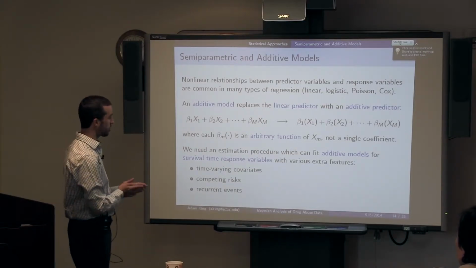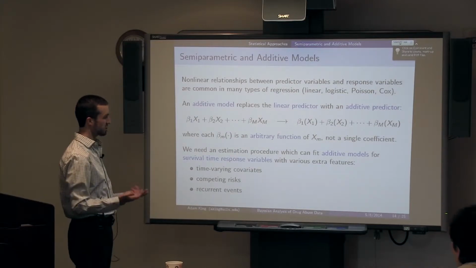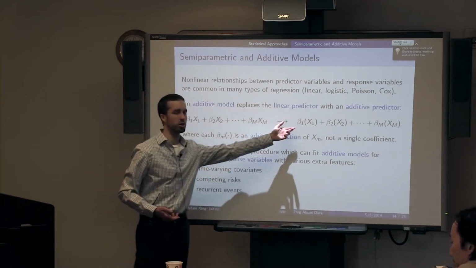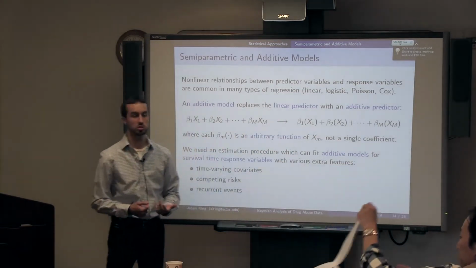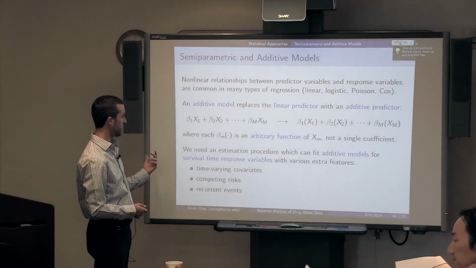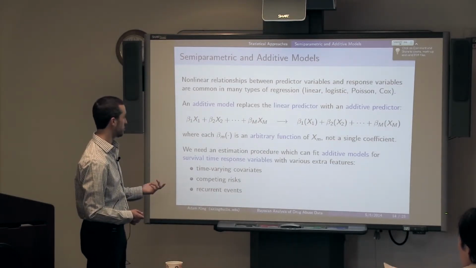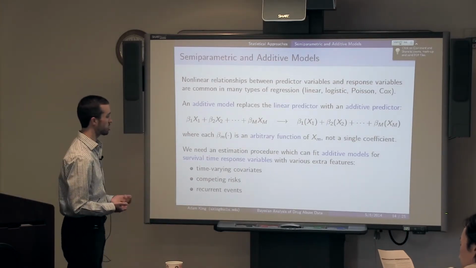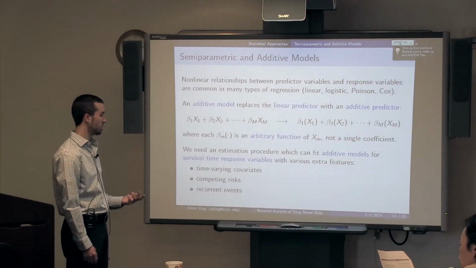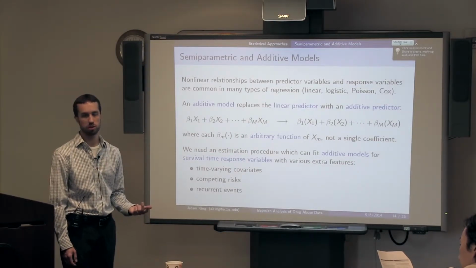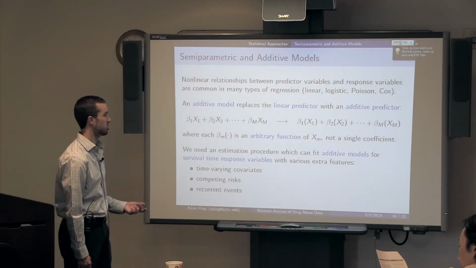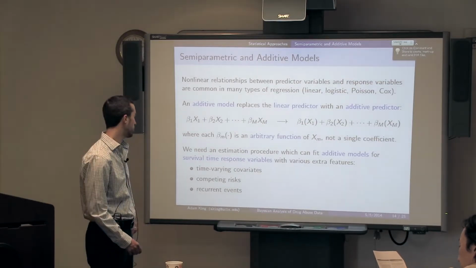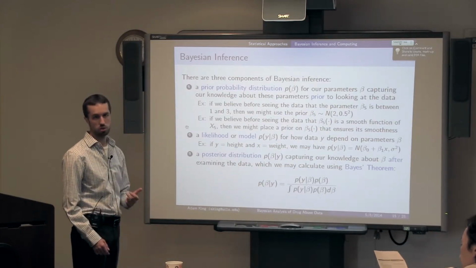Okay, so in summary, what we require now is an estimation procedure that can fit an additive model, and we want an additive model because we want arbitrary functions at least for all our different time scales that we're going to be interested in including. So we want something that can fit an additive model with survival time response variables, with time varying covariates, competing risks, and recurrent events, among other things. By the time you add in all these features, it becomes difficult to do the computing from a classical or frequentist standpoint. Okay, are there any questions so far?